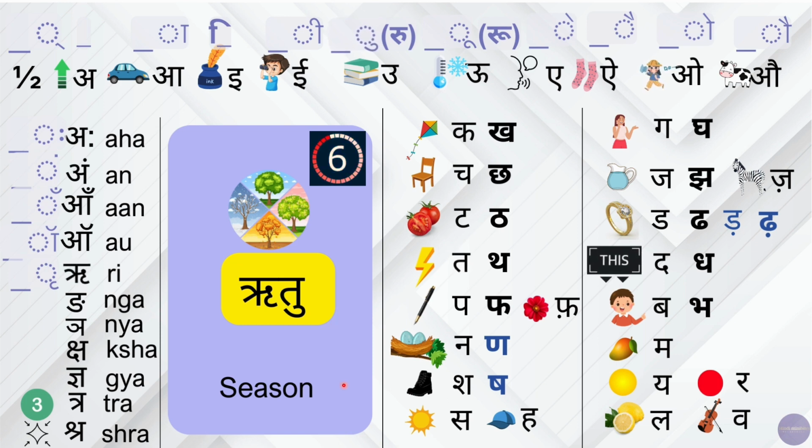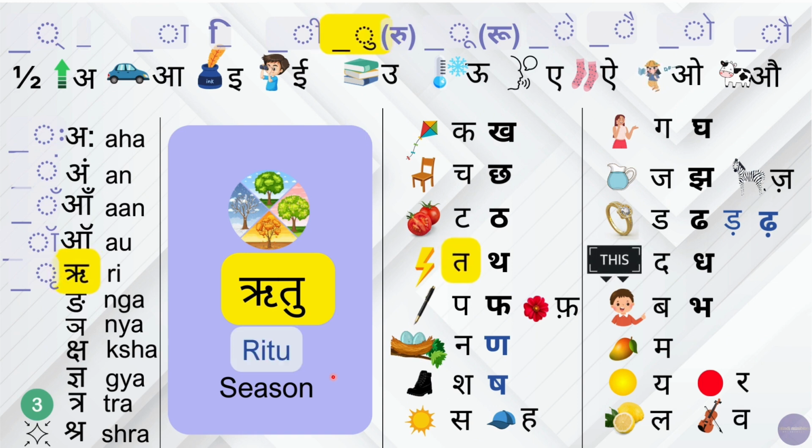This word means season. Re plus thunder th. We use a softer one, the, and when this the is added with the add-on vowel symbol of u as in book, it makes the sound tu. So the word is pronounced as ritu. Ritu. Next word.